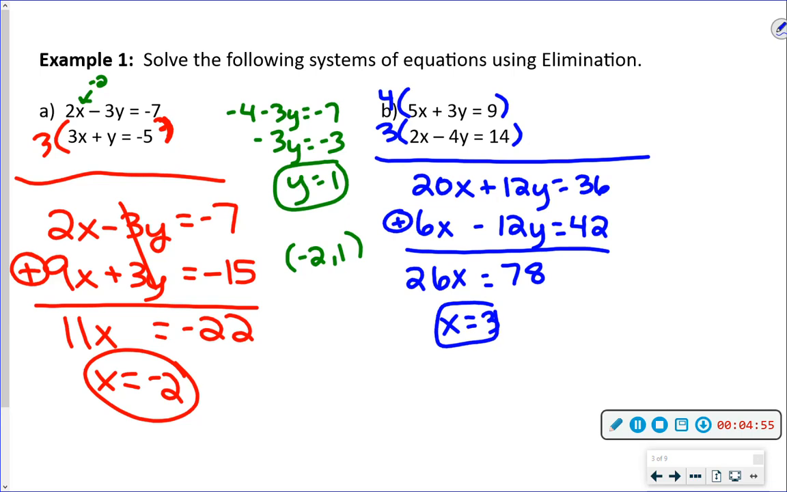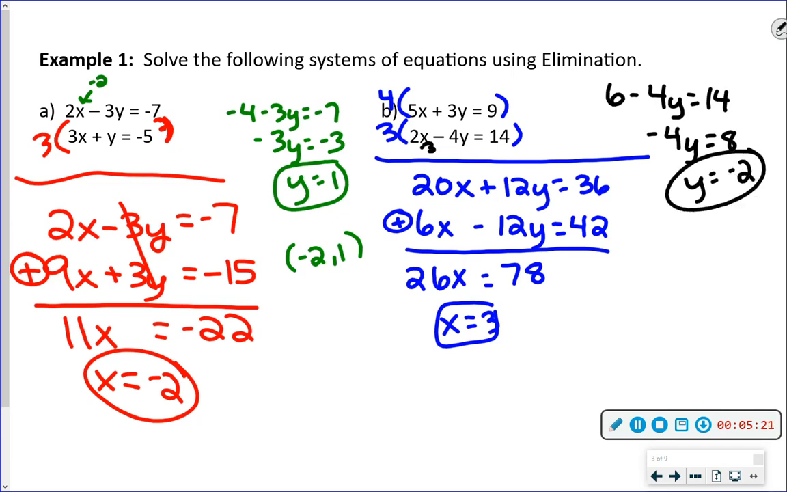Okay, pick any equation your little heart desires that's up here. I always go back to the original just because they're smaller numbers, and I'm going to put 3 in for x. I'm going to do this bottom one because 2 times 3 is going to be easy, 6. I'm going to subtract 6 off. 14 minus 6 is 8. So we get y equals negative 2. And again, I don't care if you leave the answers like that or write them ordered pair style.